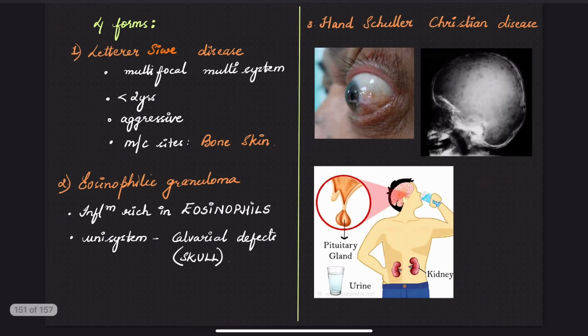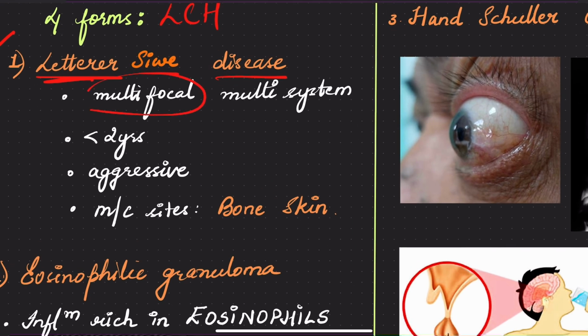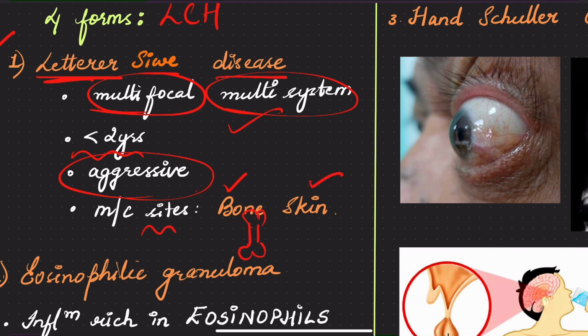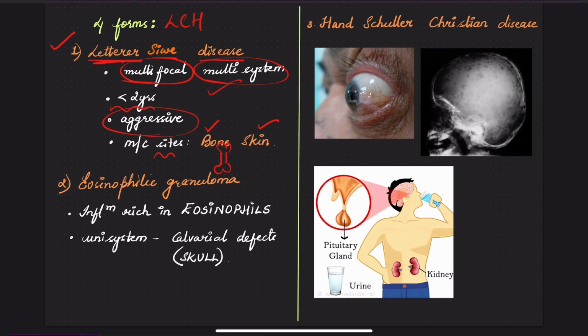There are four forms of Langerhans cell histiocytosis, the first being Letterer-Siwe disease. Letterer-Siwe disease is a multifocal and multi-system disease. Multiple organ systems are involved, and hence it is an aggressive form. It most commonly affects children below 2 years of age, and the most common sites are the bone and the skin. Whenever there is bone involvement, for example if the skull bones or the facial bones are involved, there is concurrent CNS damage as well, with neurodegenerative symptoms.